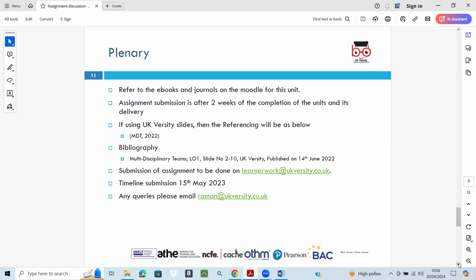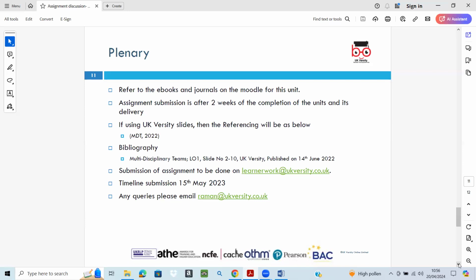For example, again, there is the deadline. Okay. So the deadline is important. It's 2 weeks after the completion of the unit delivery. So we need to complete the assignment within 2 weeks after the completion of the unit, and we need to make sure that we manage our time effectively. The next 2 weeks will be crucial.